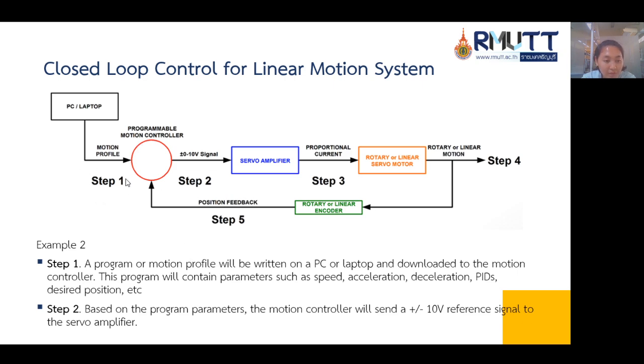So for step 1, a program or motion profile will be written on a PC or laptop and downloaded to the motion controller. This program will contain parameters such as speed, acceleration, deceleration, PIDs, desired position, etc. And for step 2, based on the program parameters, the motion controller will send a plus or minus 10-volt reference signal to the servo amplifier.